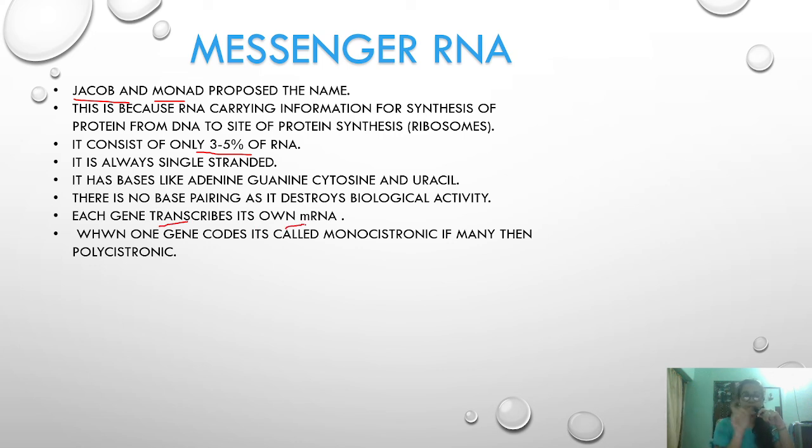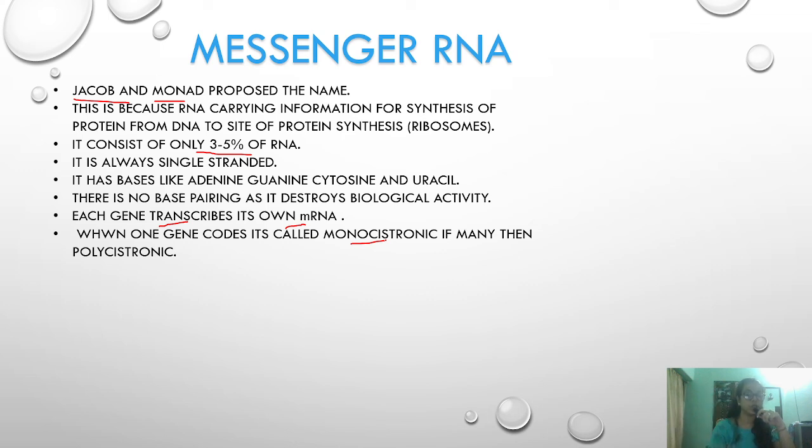This point is very confusing for many students, but if one gene codes for one mRNA, it is called monocistronic. If many genes code for one mRNA, it is called polycistronic. In one way you may understand: one gene, one mRNA, monocistronic. Many genes, one mRNA, polycistronic.